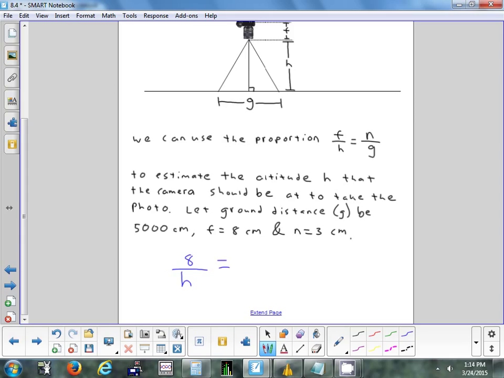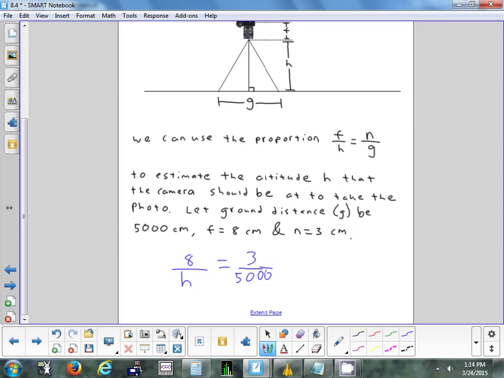How about N, the distance across the back of the camera? Yep, 3. And lastly, G. We're looking at the picture now, and maybe there's a scale on it, and we can figure out how wide of an area it is. It's 5,000 centimeters.